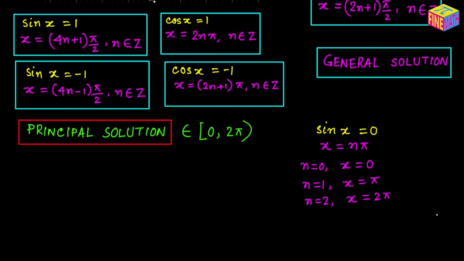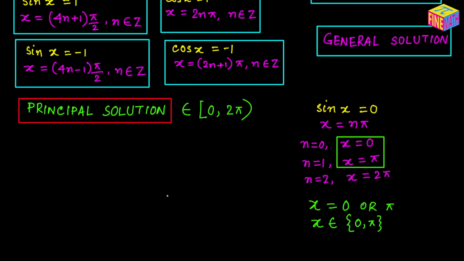So in this case, the principal solution would be 0 and pi, because 2 pi is not included in the principal solution, but 0 is included. So this will be the principal solution. Right here, let me highlight this, that these two values, 0 and pi, will be the principal solution. So here, if we have to write down the principal solution for this particular trigonometric equation, we can say that x is equal to 0 or pi. Using set notation, we can write it as x belongs to the set of two numbers 0, pi.